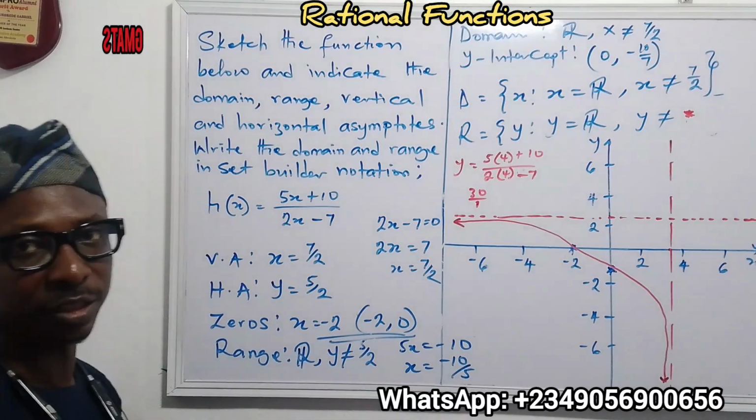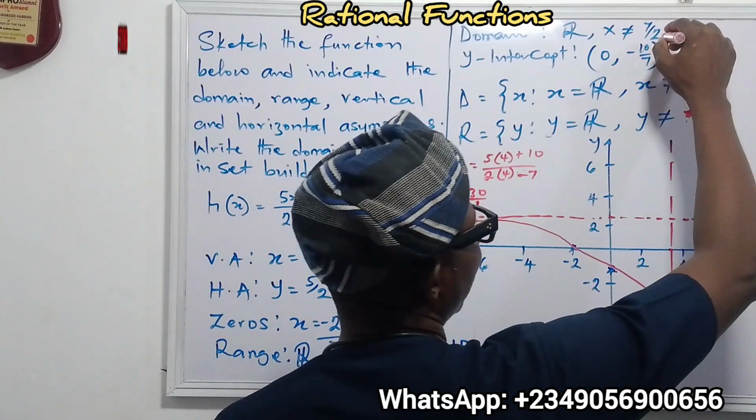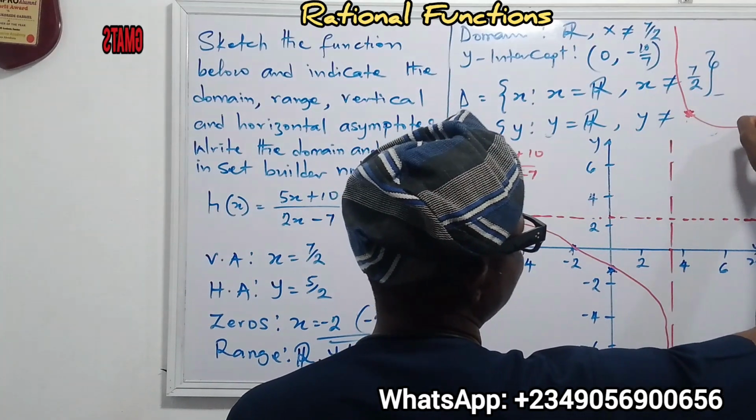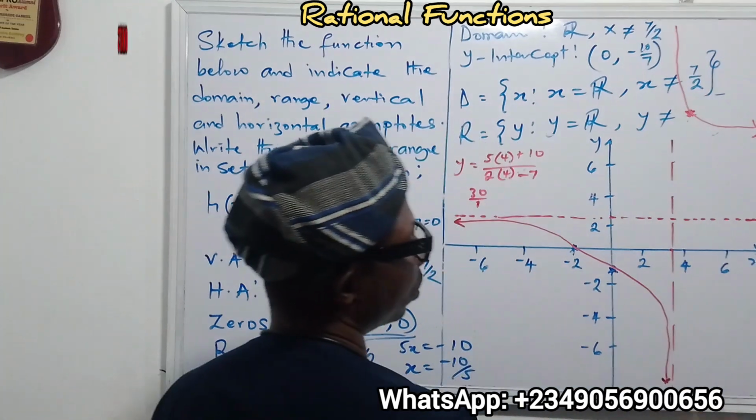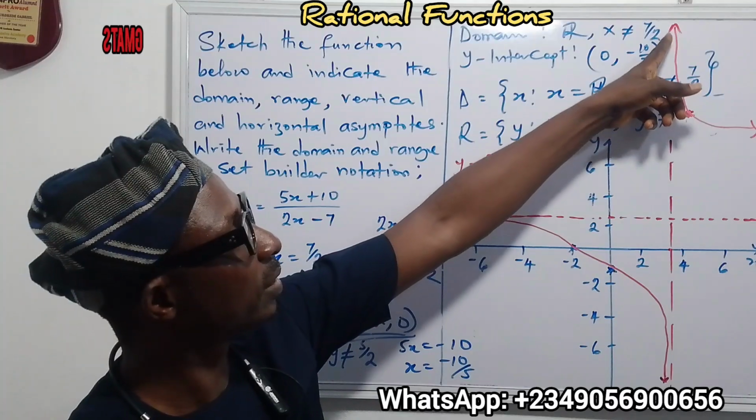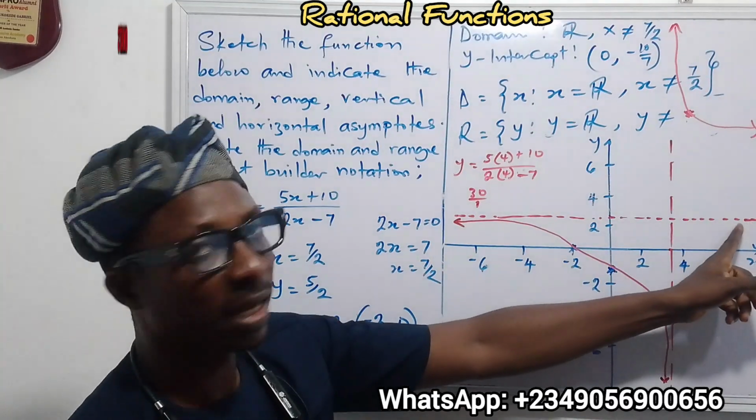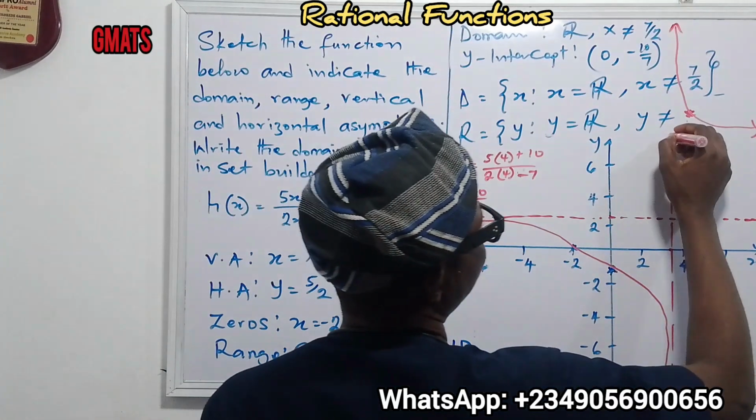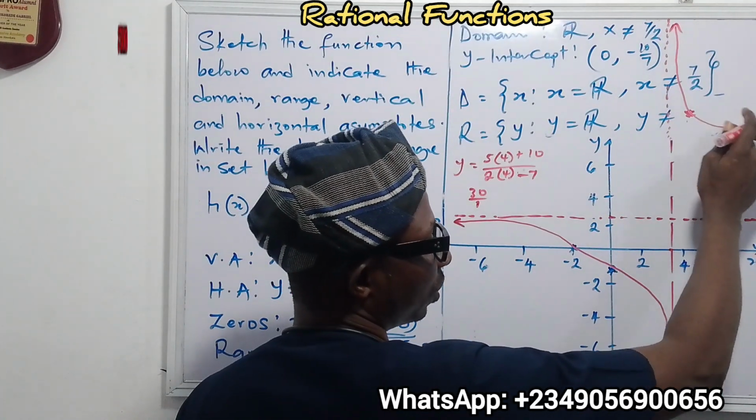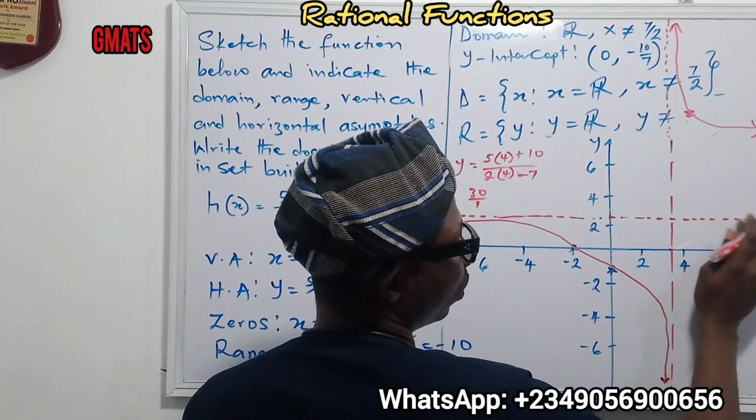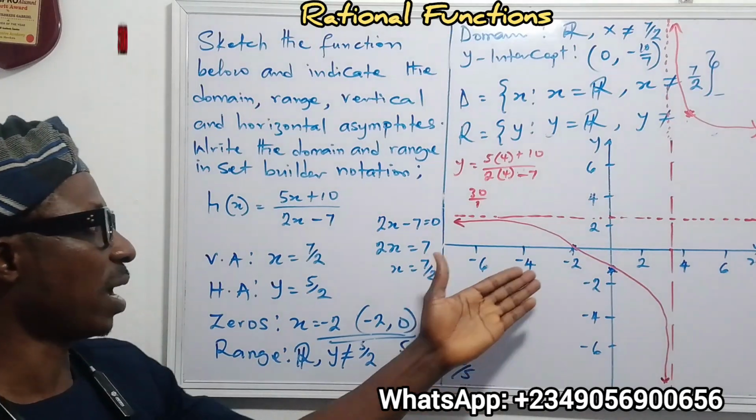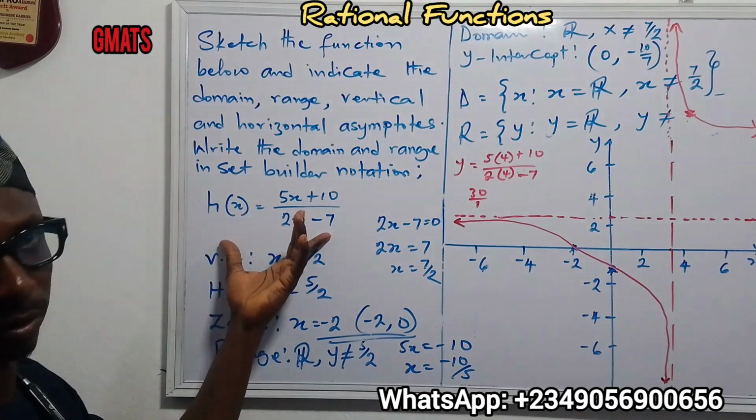Now, how do you sketch the graph on this side? It's going to look like this. If you go like this, the idea is to ensure that this line must not touch the line of asymptote. If I draw it up, it will move very close to it, but it will not touch it. As this one goes down, it will not touch this line of asymptote. So this is the graph of this function that we have here.